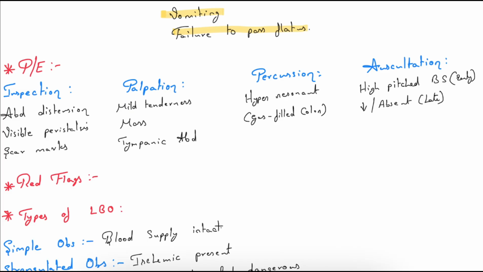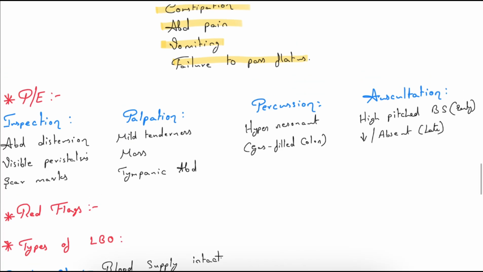Okay. In key differentiation, in small bowel obstruction, we can see early vomiting. In large bowel obstruction, we can see late vomiting. Okay, so these are the things. Next, we can see here that is physical examination.